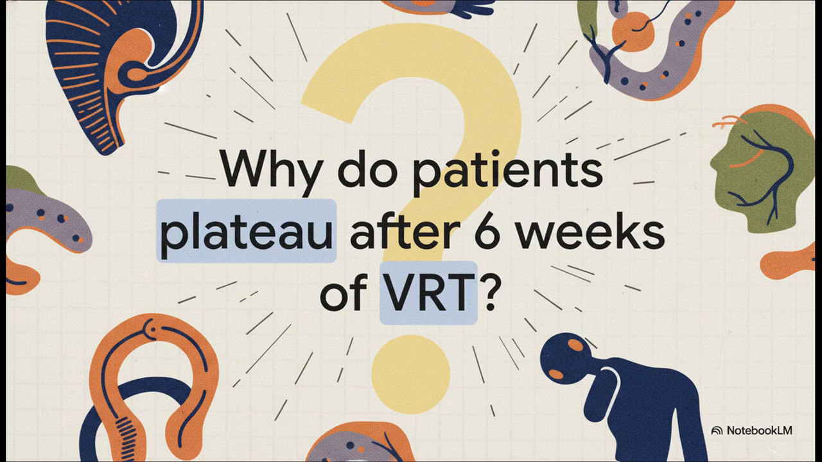Okay, let's dive into a scenario I'm sure we've all faced. Imagine you've got a patient who just finished 6 weeks of highly targeted, canal-specific vestibular rehab. Their vHIT numbers might look great, but clinically, they are still dealing with a persistent head tilt and this stubborn, lingering lateropulsion. So what's going on? Why do they just plateau?